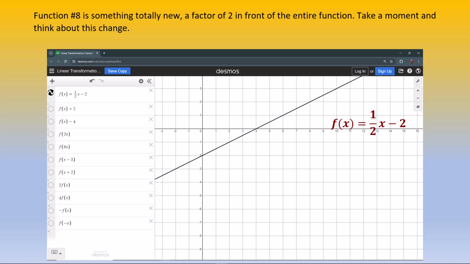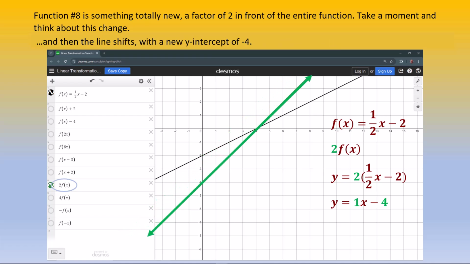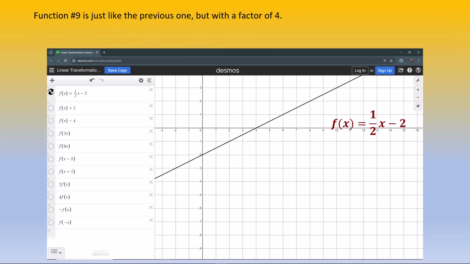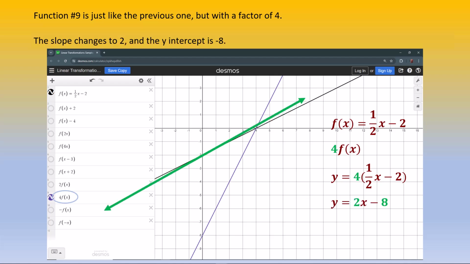Function number 8 is something totally new, a factor of 2 in front of the entire function. Take a moment and think about this change. First, we work through the equation changes and see both the slope changes, and then the line shifts with a new y-intercept of -4. Function 9 is just like the previous one, but with a factor of 4. The slope changes to 2, and the y-intercept is -8.